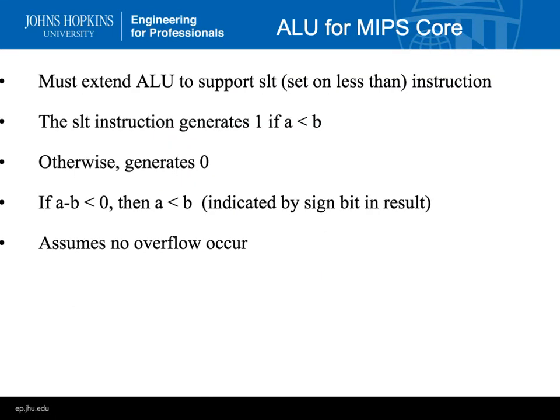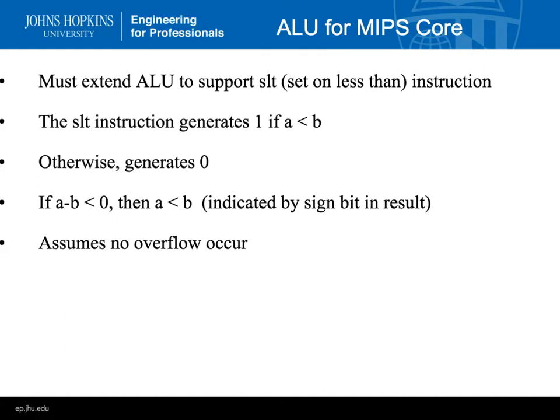So we're making a data path for a smaller set of instructions than really there is in MIPS. Our smaller set is just to get a representative view of what the data path would look like. It would be too complicated if we had to support all of the instructions, but one we are talking about is set on less than.